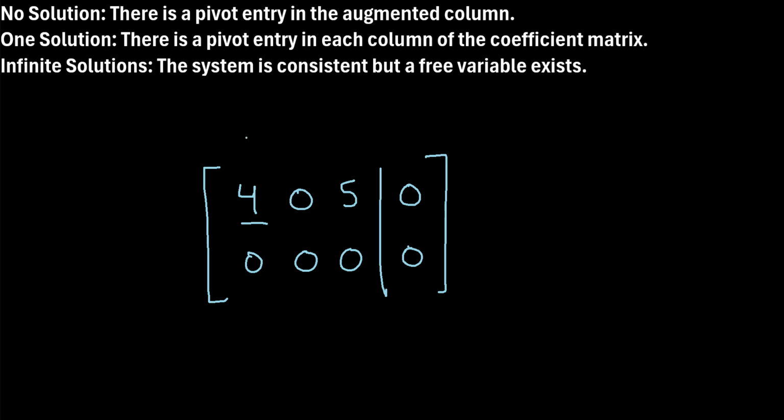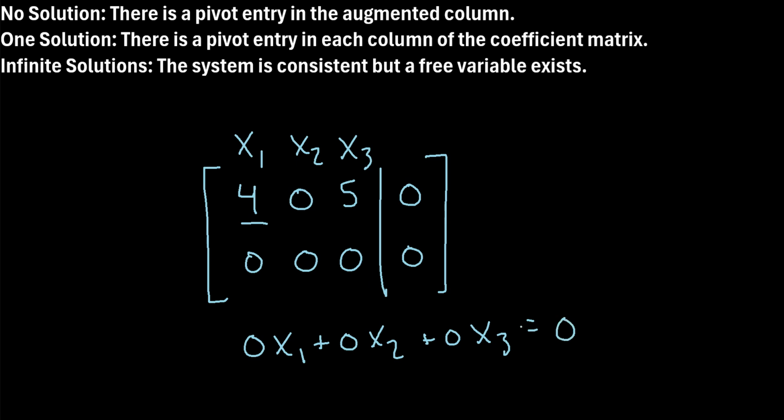So if we imagine that this column represents the coefficients for, let's say, x1, and this column is the coefficients for x2, and this column is the coefficients for x3, what this last equation right here is saying is 0 times x1 plus 0 times x2 plus 0 times x3 is equal to 0, which is perfectly valid because whatever we plug in for x1, x2, and x3, it must equal 0.